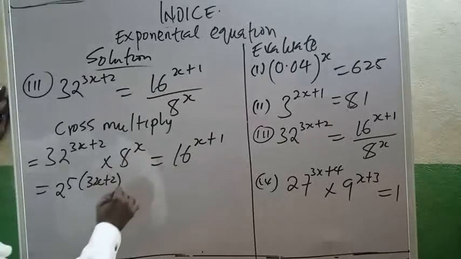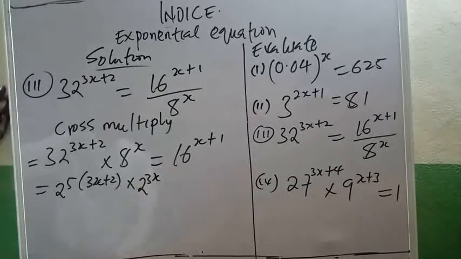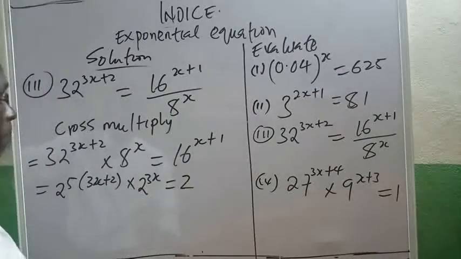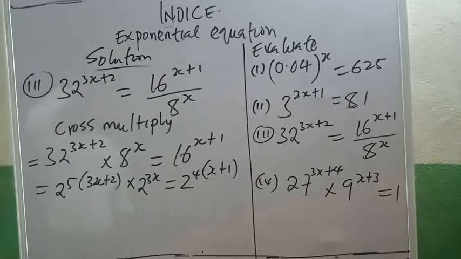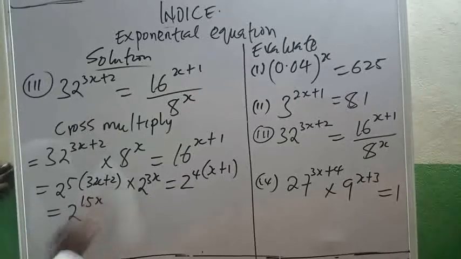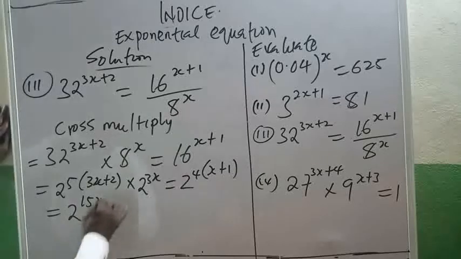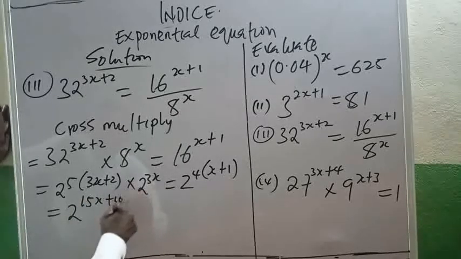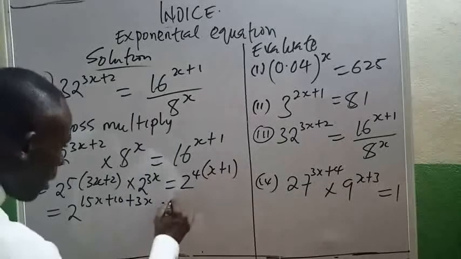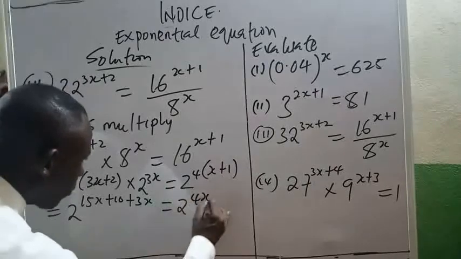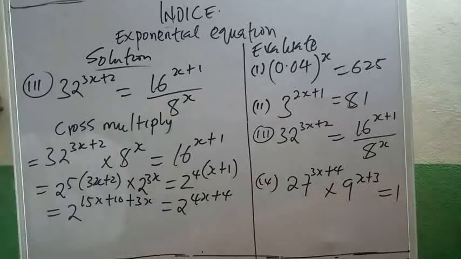8 is 2 raised to the power of 3, times 2 raised to the power of 3x is equal to 2 raised to the power of 4, that is 16, x plus 1. So if we open the bracket in the powers, you have 2 raised to the power of 15x plus 10, plus 3x is equal to 2 raised to the power of 4x plus 4. So the bases are the same. Cancel the base.